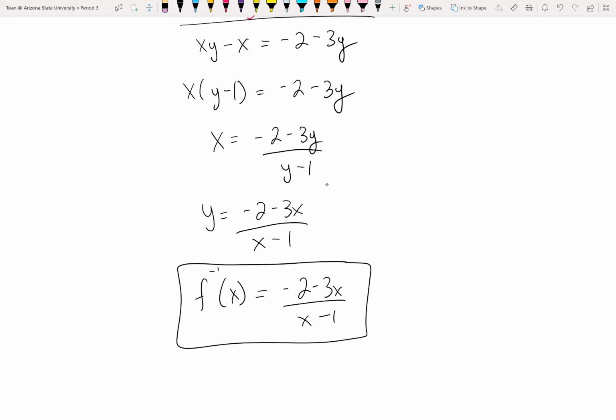Not too bad? Yeah. It's just finding inverses. Very easy. It's just one idea. Swap the x's and y's.